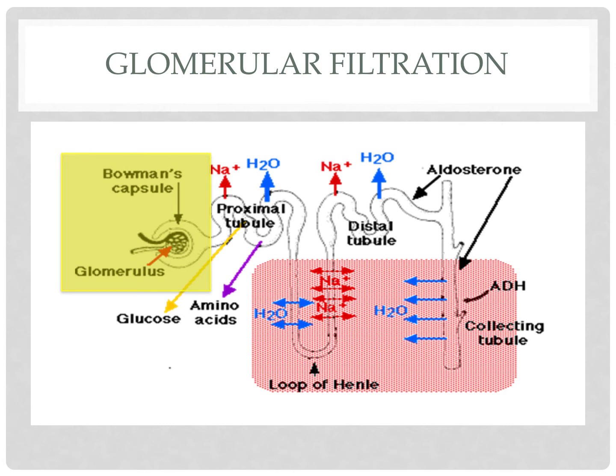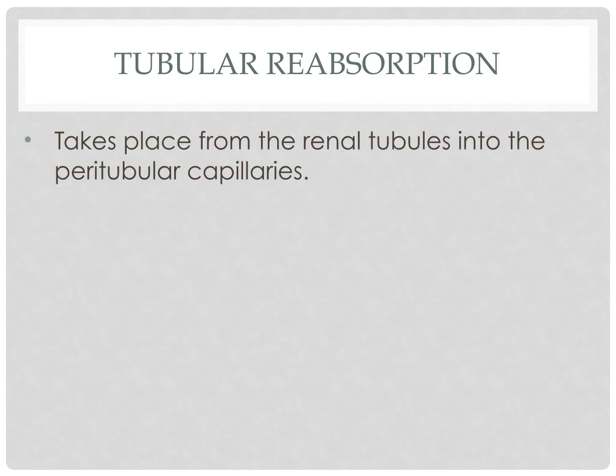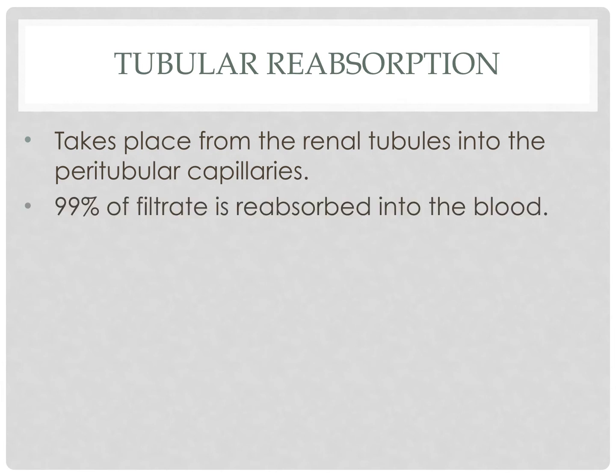Step 2 of the filtration process, tubular reabsorption. Again, this is going to take place from the renal tubules and into your peritubular capillaries. 99% of filtrate is reabsorbed into blood, meaning 99% of the stuff that was pulled out to, quote, clean it, we want to keep and maintain in the body.